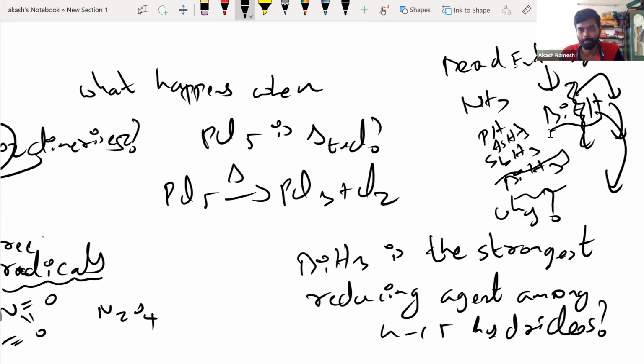Are you able to understand now? The BiH bond is very weak. That means a less amount of energy is needed. What do you mean by bond enthalpy? Bond enthalpy is the energy required to break the bond. So a very small amount of energy is required to break the bond, so hydrogen can easily come out and attack the next substance, thereby reducing it. Now the question is, why is the bond enthalpy less? For that, the answer which you said: the central atom is very big.